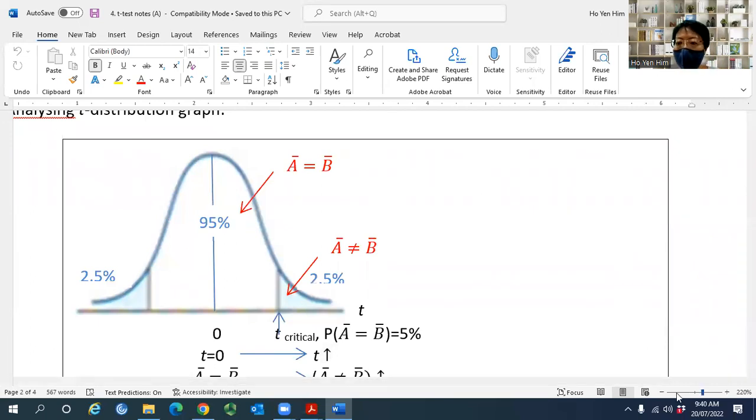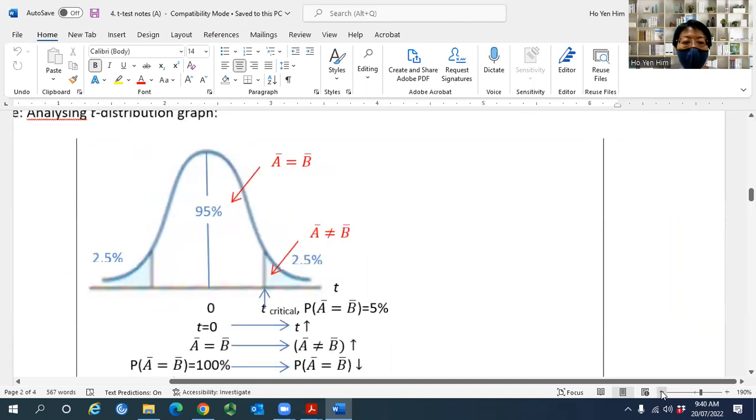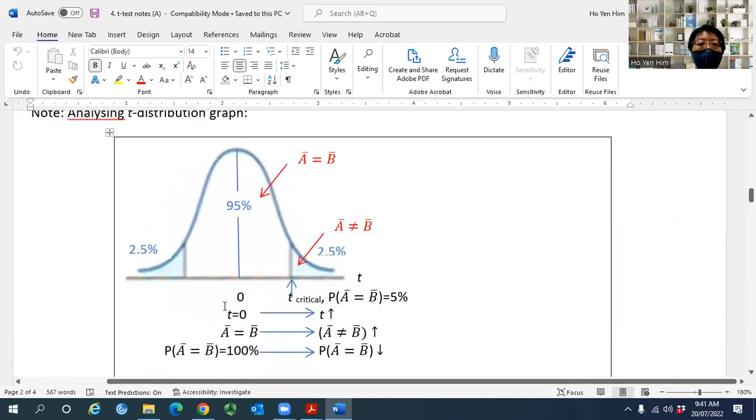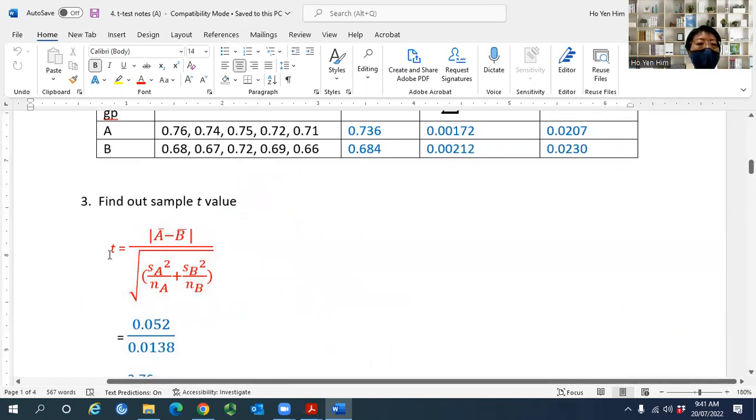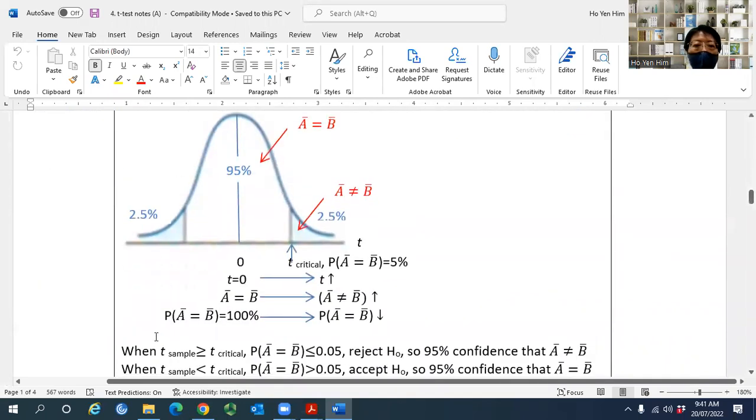So let's recap again. When t is equal to 0, based on the formula, that means the mean of A must be equal to the mean of B, right? Look at the formula. T is equal to this formula. So when t equals 0, it's because A is equal to B. So right in the center of the graph, when t equals 0, that means the mean of A equals the mean of B. So the probability of the mean of A equals the mean of B is actually exactly 100%.